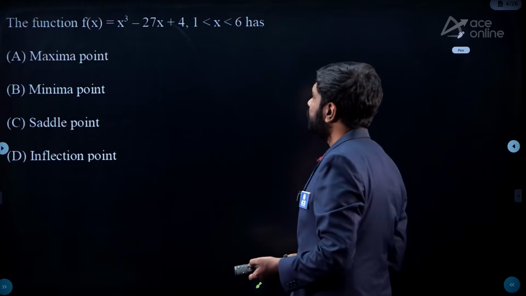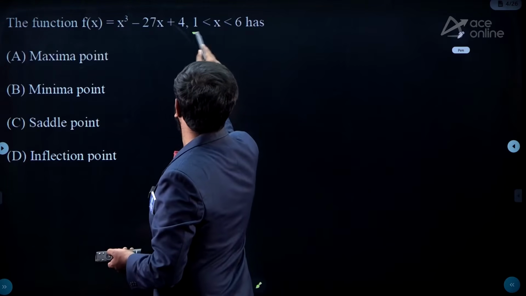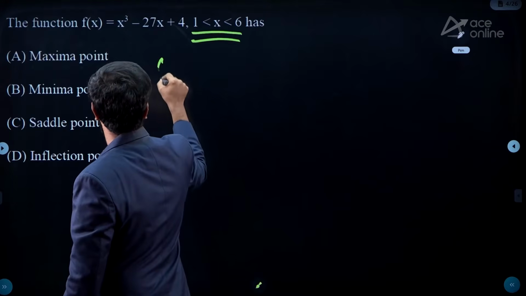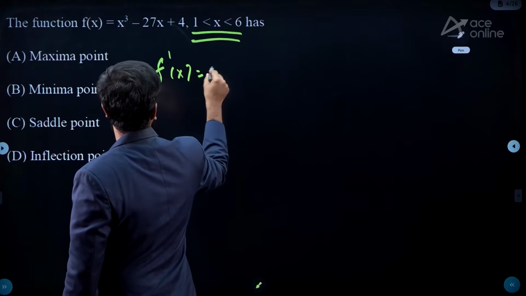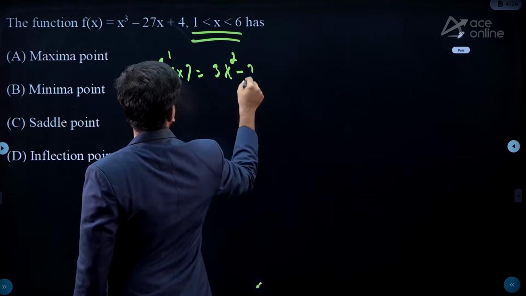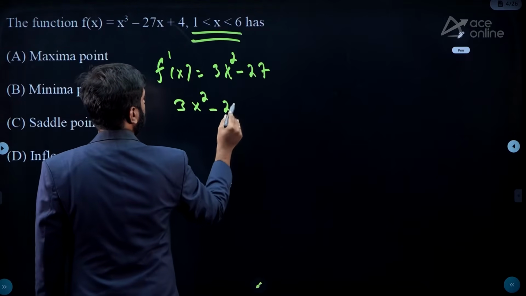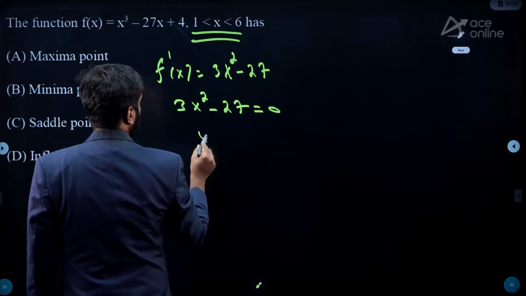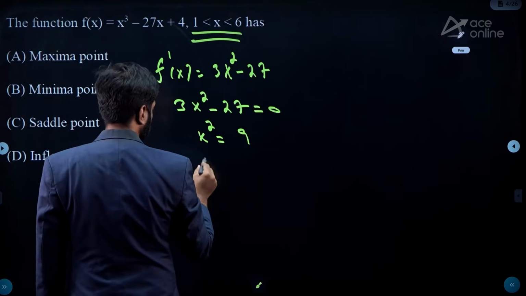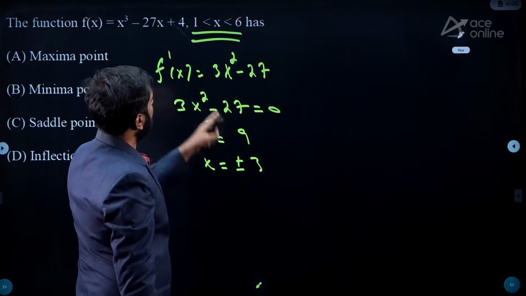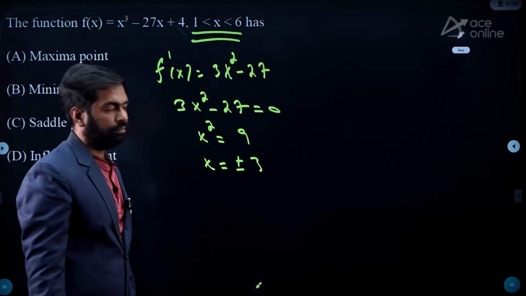They gave a cubic polynomial in the open interval 1 to 6. So what does this have? Let's look at f dash: 3x square minus 27. Let's equate this to 0. So x square will be 9, and then x will be plus or minus 3. Ignore minus 3 because minus 3 is outside this interval.